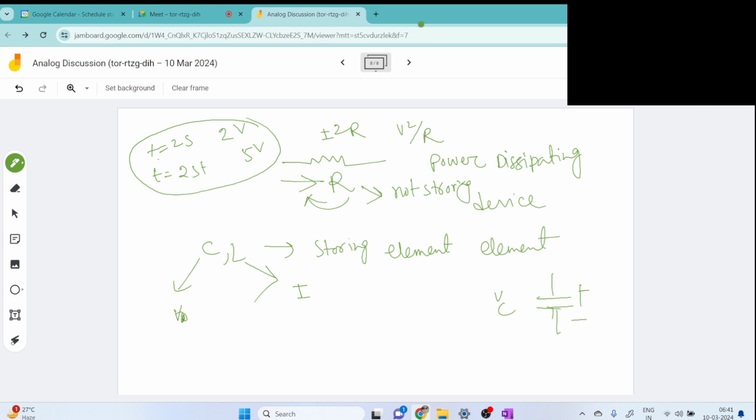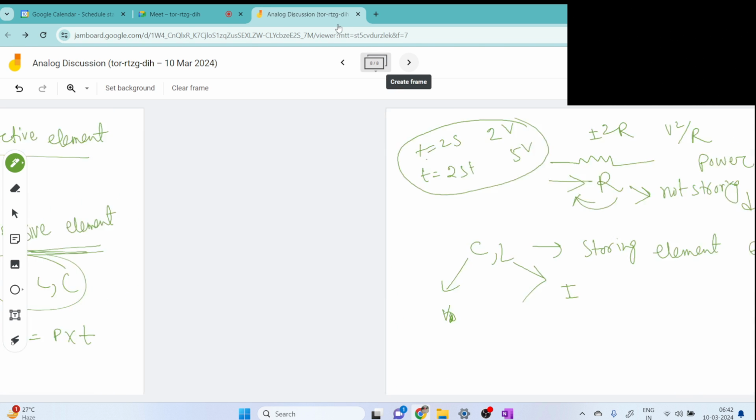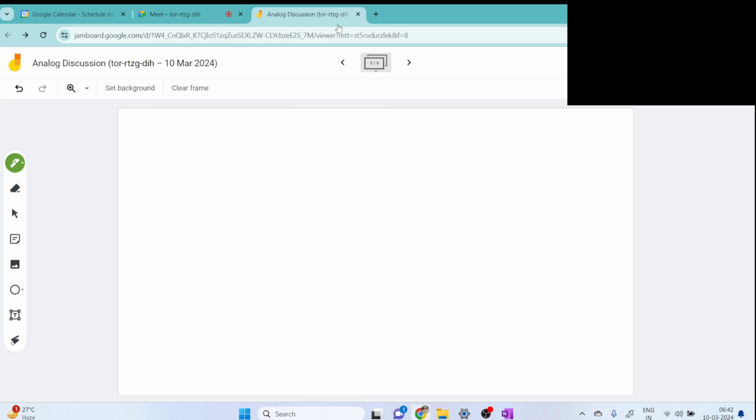So in the previous slide, you said that for the passive element the power is positive VI. Is there any case where for a passive element the power is negative VI? You can draw it right here, page number 9. Let me try your question first. Maybe I am wrong, but I have this confusion.